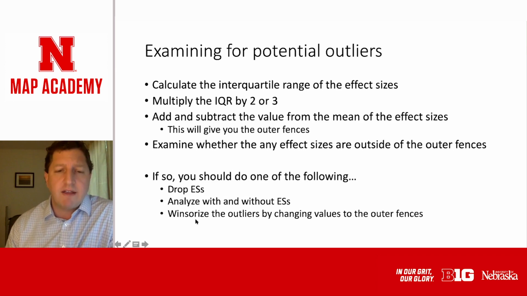Or you could Winsorize the outliers. What that means is you can change the value of those effect sizes to the value of the outer fences. So if it's larger than the mean effect past the outer fence, you could pull it back to the outer fence by changing the value. The advantage of that is you get to keep the information from that study within the analysis. It's still the largest effect in your analysis, so it still has some weight that it applies. But then you don't lose all of the information, and it doesn't have such an undue influence potentially.